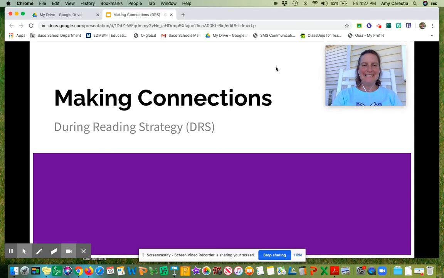Hi everyone. Today's lesson is on making connections, which is a during reading strategy. The I can statement for today's lesson is I can make connections to text I am reading. And there are a variety of connections that you as a reader can make to the text.